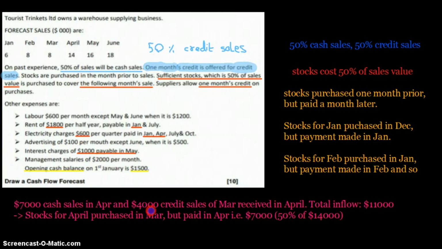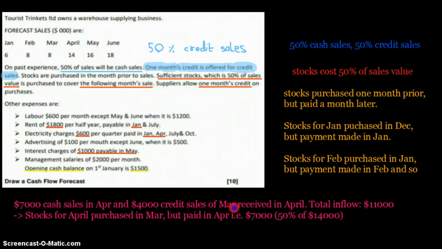And the 4,000 credit sales of March. In March we got $8,000 sales overall, out of which 4,000 was cash sales and 4,000 was credit sales. The 4,000 of cash sales was accounted in March, and the remaining 4,000 was accounted in April. We have over here 4,000 credit sales of March received in April. So the total cash inflow will be 11,000. How did we get that? Cash sales of April and credit sales of the previous month, which is March.